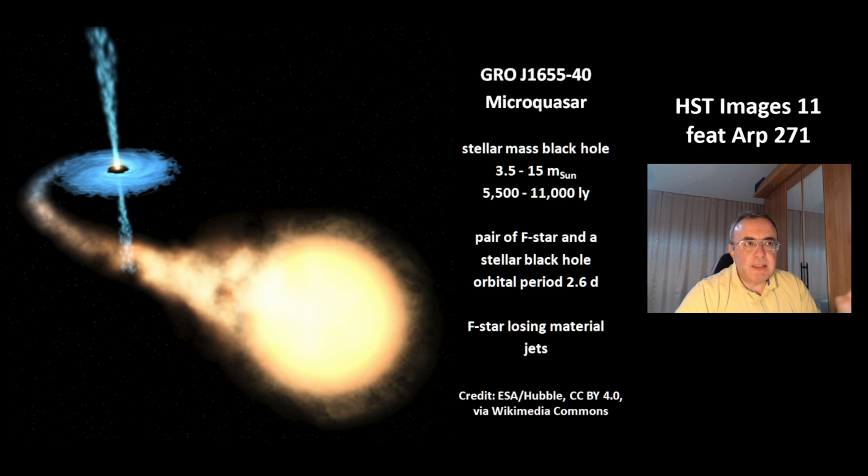This microquasar is at a distance of 5,500 to 11,000 light years. It is a pair of a massive F-star bigger than the Sun and a stellar black hole. And the orbital period is just 2.6 days.